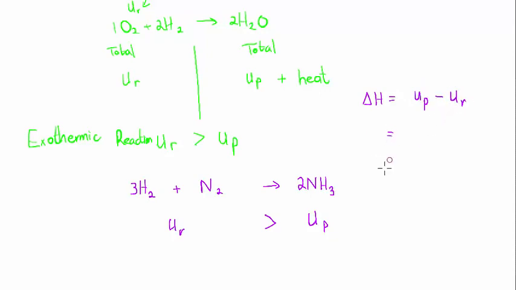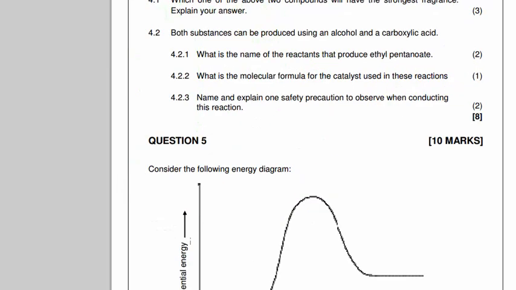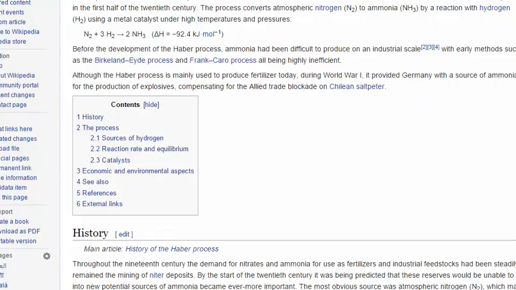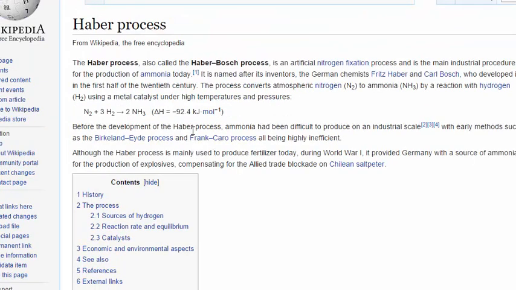So if I notice that my product, my future energy, is less than my initial energy, you'll notice that for an exothermic reaction, my enthalpy will be negative, because I will have a smaller number minus a bigger number. So I'll get a negative answer. That's why, if we look at the Haber process, for example, you'll see they give you the enthalpy here.